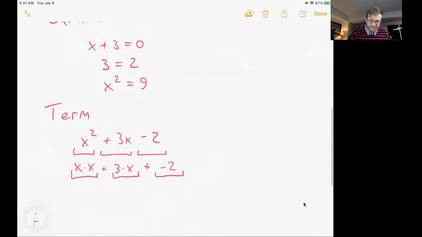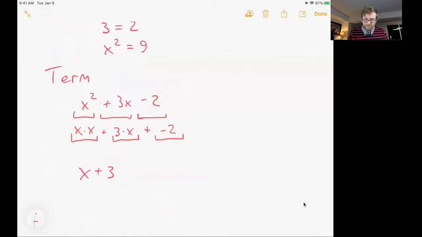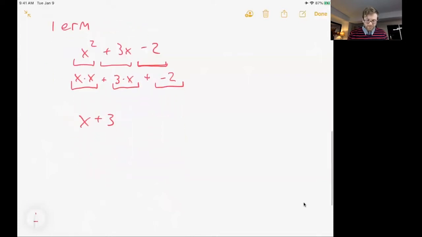If we were to take this expression x plus 3 that we've talked about, that has 2 terms. Something that's really important about terms that I want you to know is it includes the sign, like this -2. The negative was included in the term. Okay, so let me give you another expression, and you can tell me how many terms it has.